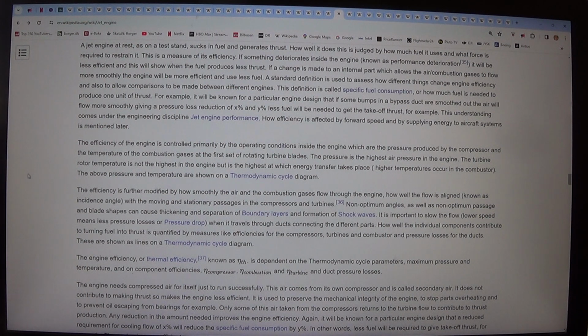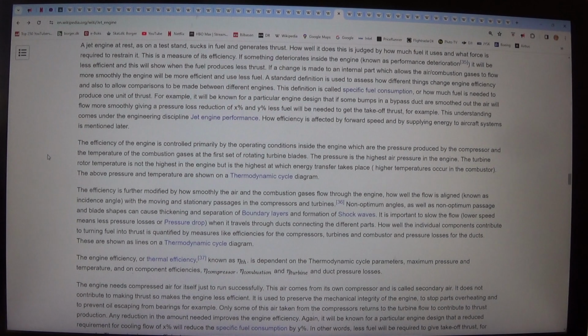The efficiency of the engine is controlled primarily by the operating conditions inside the engine, which are the pressure produced by the compressor and the temperature of the combustion gases at the first set of rotating turbine blades. The pressure is the highest air pressure in the engine. The turbine rotor temperature is not the highest in the engine but is the highest at which energy transfer takes place. Higher temperatures occur in the combustor. The above pressure and temperature are shown on a thermodynamic cycle diagram.